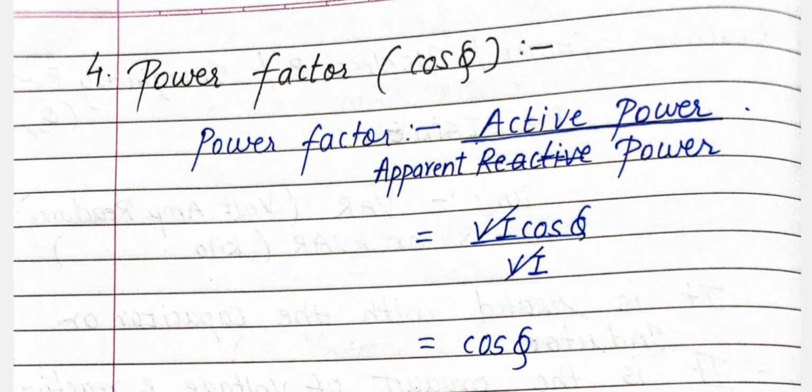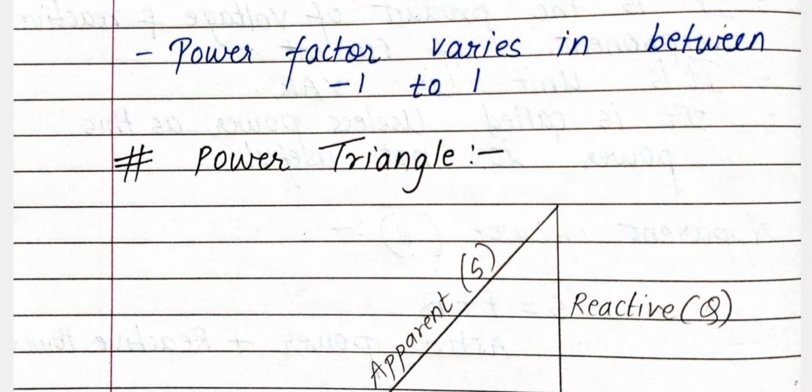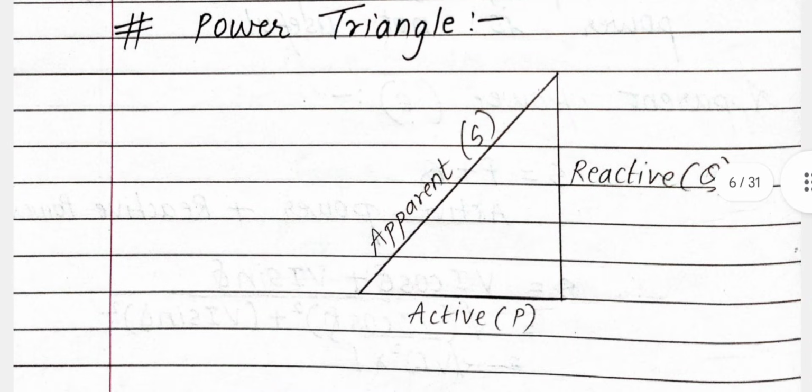You can write the power factor as active power upon apparent power, which gives cos phi, and it varies between -1 to 1. This is a simple power triangle in which you have to mention active, reactive, and apparent power. So this was all about the RL circuit. If you understand this one, your series RC circuit is ready. Let us go ahead and see.